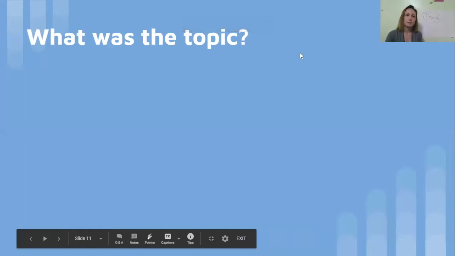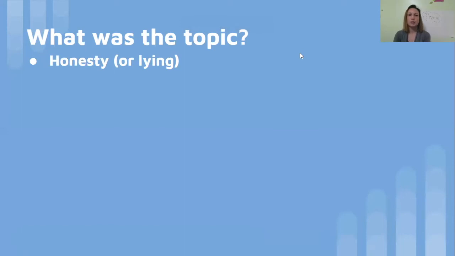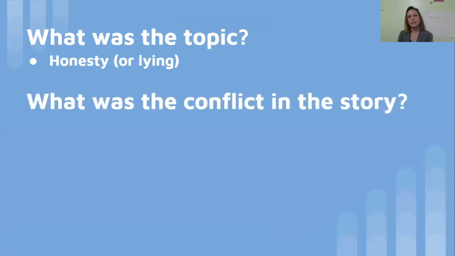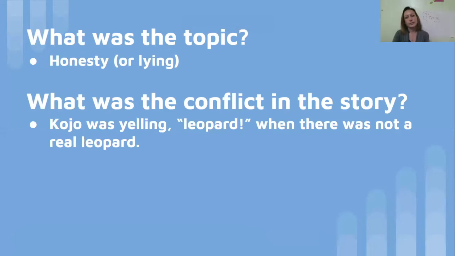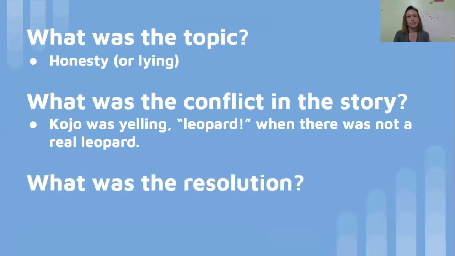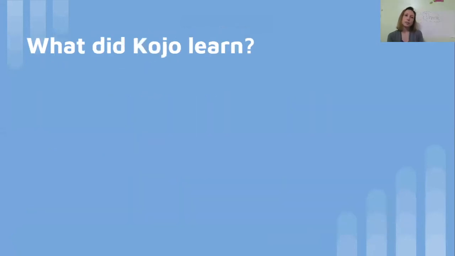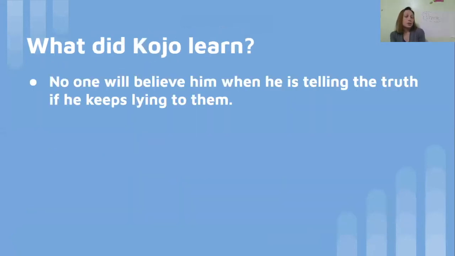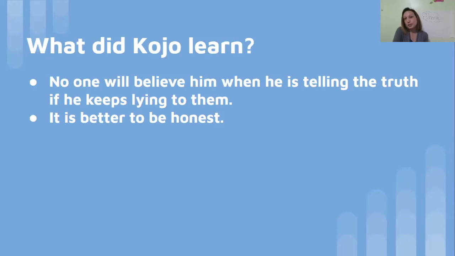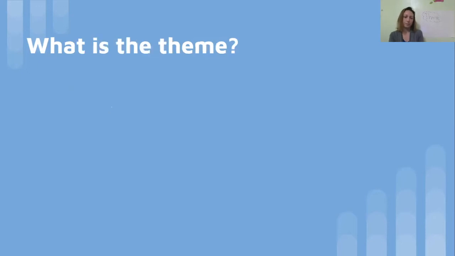What was our topic? Our topic is about honesty or lying. The conflict was that Kojo was yelling leopard when there was not a real leopard. Our resolution was that no one believed Kojo when a real leopard appeared until they saw it for themselves, and Kojo had saved them. So what did Kojo learn? He learned that no one will believe him when he is telling the truth if he keeps lying to them. Or we could say, it is better to be honest. He learned that it's better to be honest. They trusted him when he was honest. They did not trust him when he was dishonest.